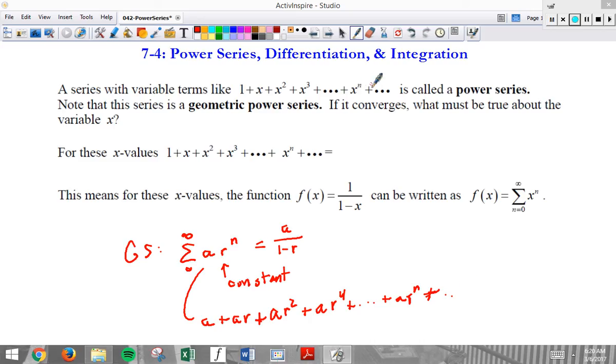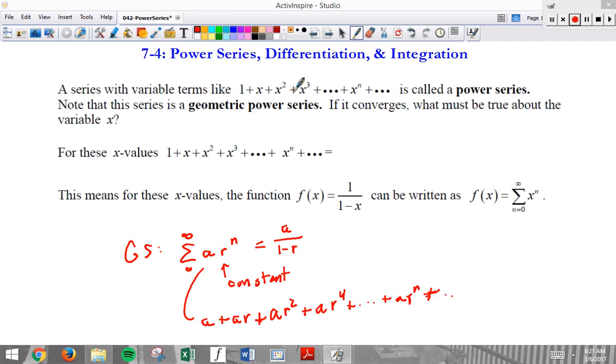So this is a power series. It's a series where there's x. That's all it means. A power series is a series that has x in it. Okay, why is it called a power series? Because it will have powers of x. If it's a series, it should have powers of x in it somewhere. Okay? This series is called a geometric power series.